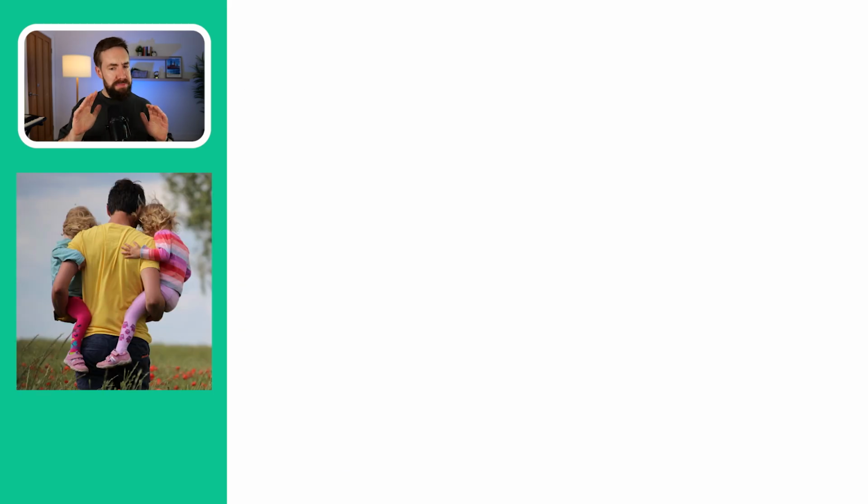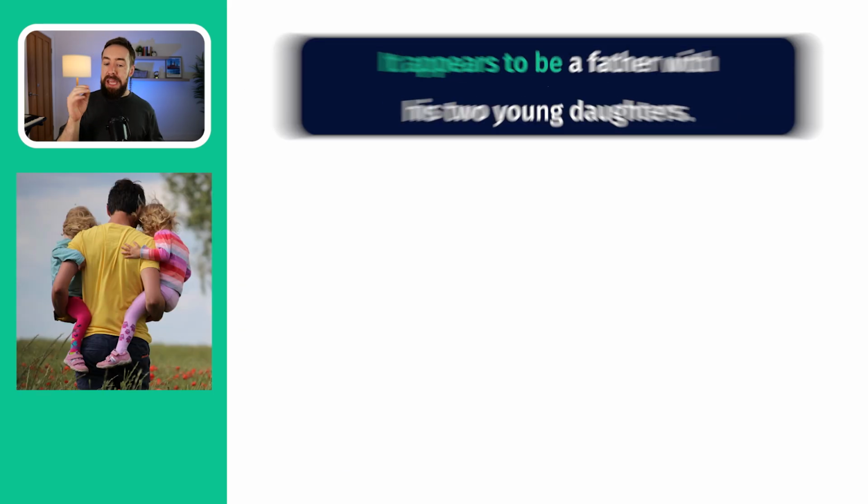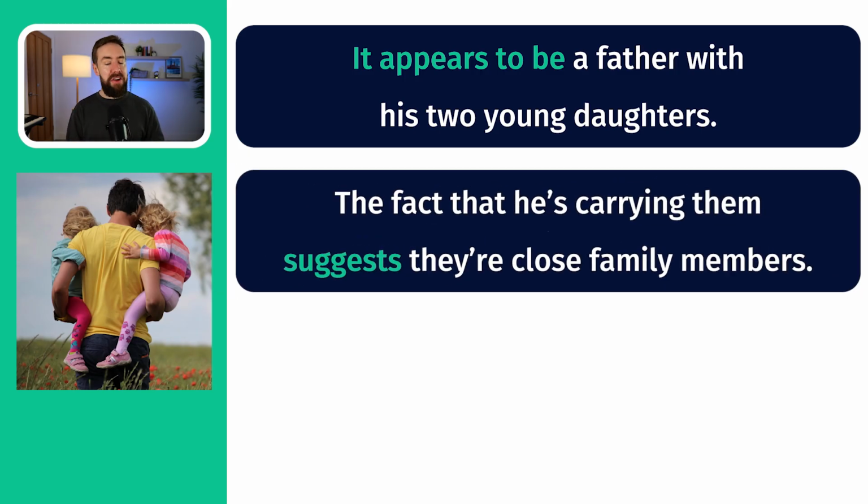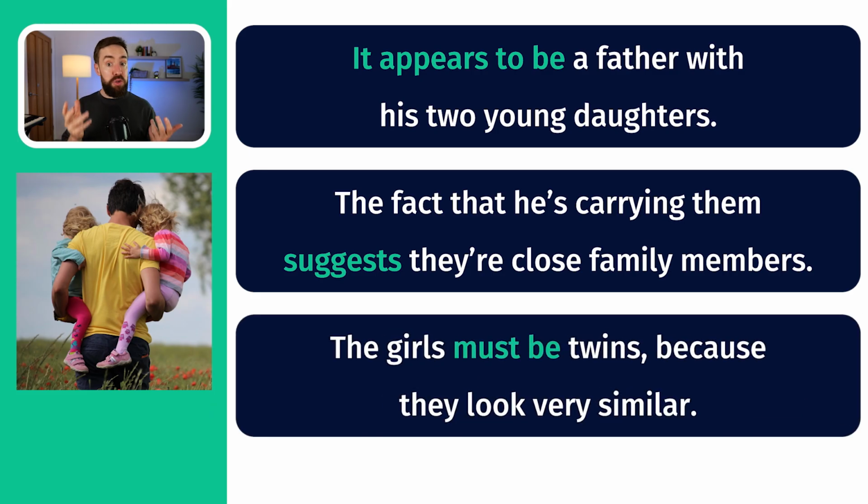For example, we've got some different sentences here. We could say, it appears to be a father with his two young daughters. So it appears to be, we're not sure, but this is a good guess. Or we could say, the fact that he's carrying them suggests that they're close family members. And if he's not their father, he must be like their uncle or someone. And finally, the girls must be twins because they look very similar. I think you can be a little bit careful with the must be.